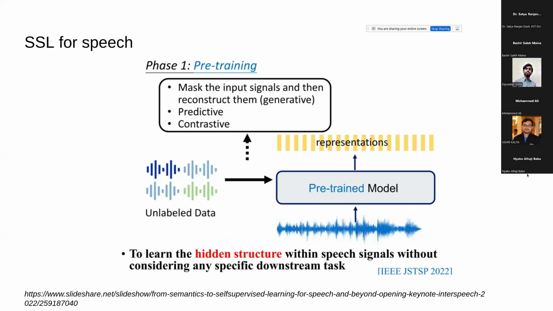Okay, so as I discussed, there are two steps. One is pre-training, where you have a huge amount of data and the model learns some kind of hidden structure of the speech signal without considering any specific downstream tasks. In the pre-training task, it will generate some pseudo labels. It will mask some part and ask the model to generate it, and then it will learn some representation, and you can use those representations for other tasks.